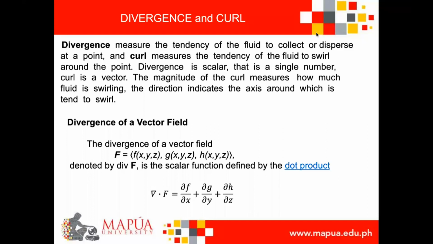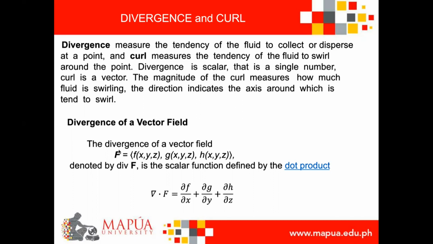We have here the definition of divergence and curl of a vector field. It says here, divergence measures the tendency of the fluid to collect or disperse at a point, and curl measures the tendency of the fluid to swirl around the point. Divergence is a scalar, that is a single number. Curl is a vector. The magnitude of the curl measures how much fluid is swirling. The direction indicates the axis around which it tends to swirl.